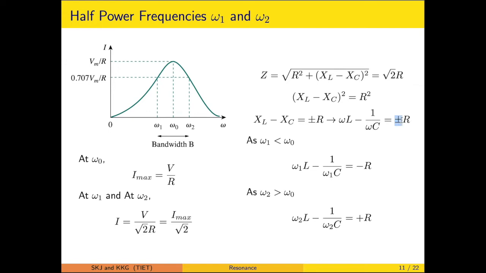Here the plus minus sign of this resistance is important, and that has to be analyzed. At omega 1, the nature of the circuit is capacitive, so the net impedance comes out to be negative R. So we keep this minus sign for the capacitive region, or the lower half power frequency. Similarly, this is the upper half power frequency, and the positive sign is considered. Here the behavior will be inductive.